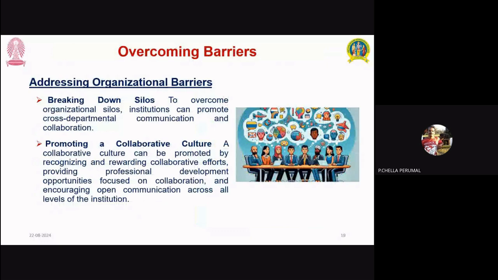Overcoming barriers. Addressing the organizational barriers by breaking down the silos. To overcome organizational silos, institutions can promote cross-departmental communication and collaboration. This might involve creating interdisciplinary research centers, organizing joint faculty meetings, or encouraging team teaching initiatives. For example, a university might establish an interdisciplinary research center focused on sustainability, bringing together faculty from environmental science, engineering, economics, and social science to work on collaborative projects.